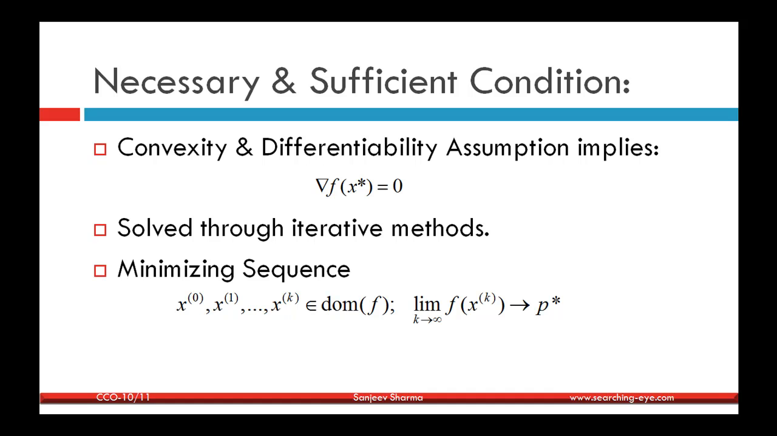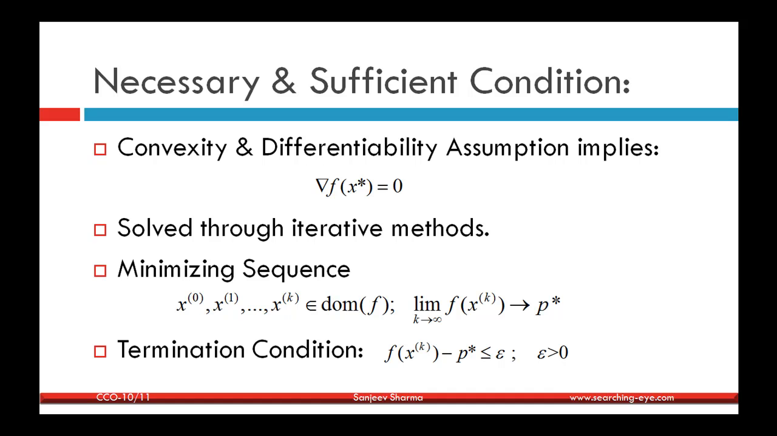So to stop this algorithm, we need to have a certain stopping criterion, and the stopping criterion is generally if f of xk minus p star is less than or equal to epsilon, where epsilon is some small value which is greater than 0, then we stop this algorithm.